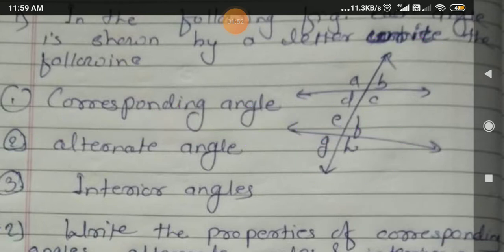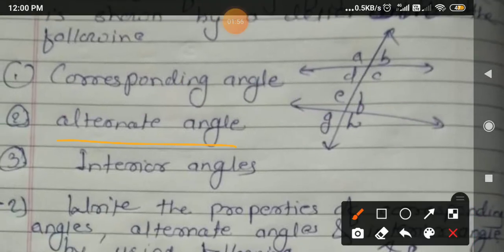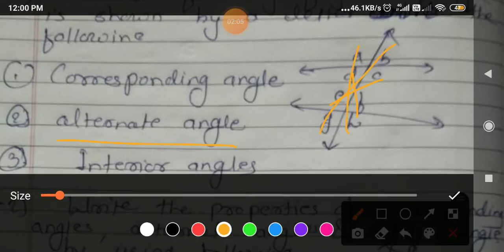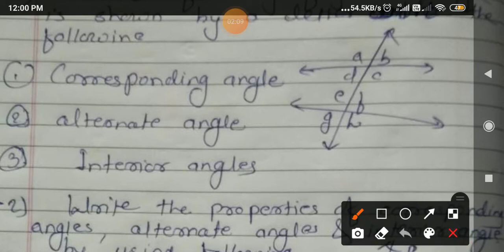After this question, let us move towards the next question: we have to write the alternate angles. There are two types of alternate angles: interior alternate angles and exterior alternate angles, as I told you before when I taught that lesson. First we will write the interior alternate angles. Here space is not there, so I will write the first pair as angle D and angle F, and the second pair is angle C and angle E.